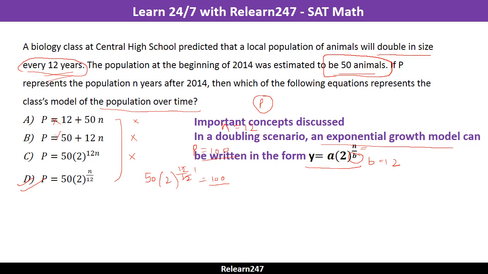So what will our final answer be? y equals A, where A is the initial population. The initial population is given as 50. So 50 into 2, n we need not find out, and b we are aware of is 12. So y equals 50 into 2 raised to the power n by 12. So that is option D as it is. So we'll mark option D as the correct answer.